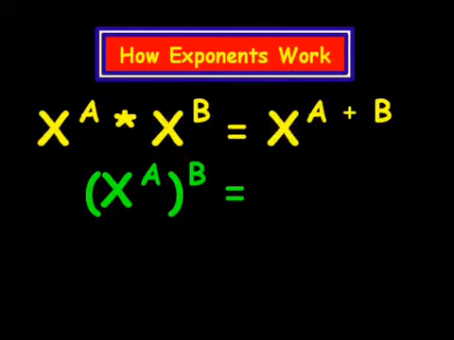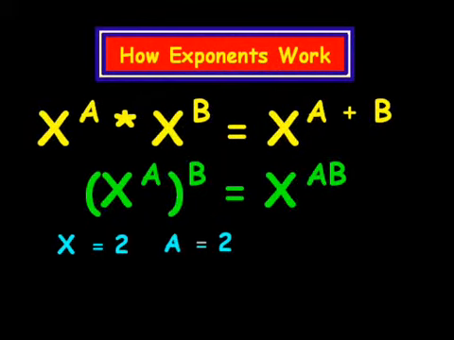Now let's take a look at a second one here, and that is x to the a in parentheses, and then that is raised to the b power. Well, we want to figure out how we would rewrite that, and it looks something like this, where we simply multiply the a times the b, and we get x to the ab, or x to the a multiplied by b. And we're going to walk through a quick example of this. We're going to use the same numbers here. x equals 2, a equals 2, b equals 3.